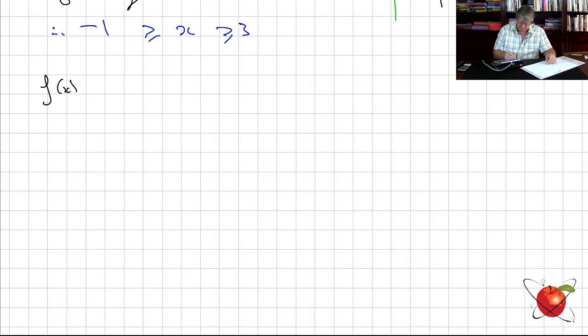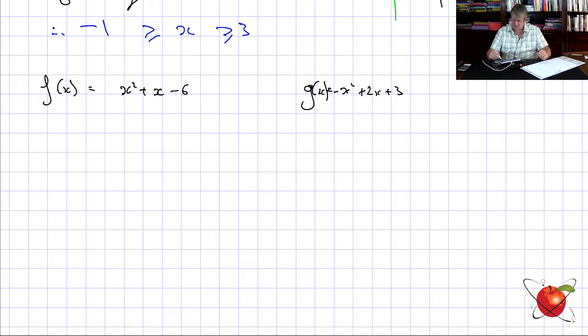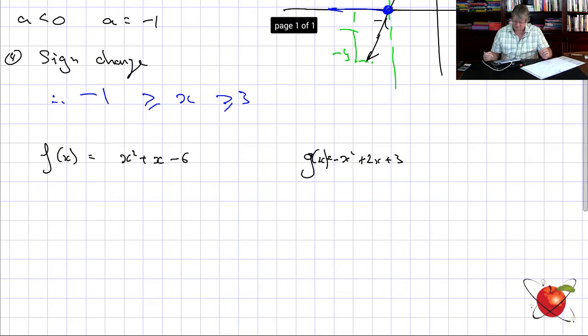I've got f of x equal to x squared plus x minus 6. On the other side, I've got g of x equal to minus x squared plus 2x plus 3. Like so. Let's take them down a little bit. So what do we do first? There are our two functions.